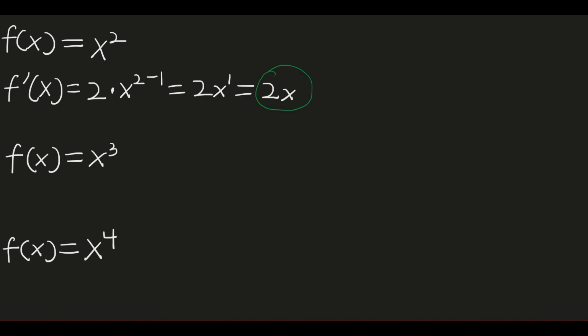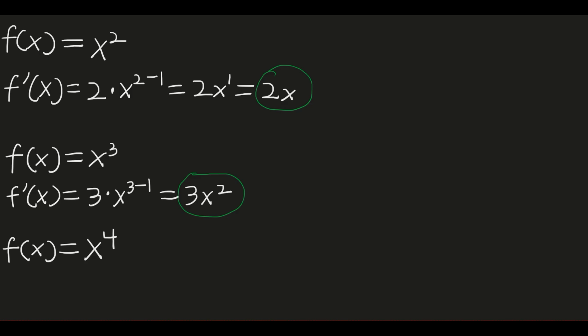Let's take the derivative of f of x equals x cubed now. As we did in the previous step, we could write out f prime of x equals 3 times x to the 3 minus 1. Doing the basic multiplication, that will get us 3x squared. And this will be the derivative of x cubed.